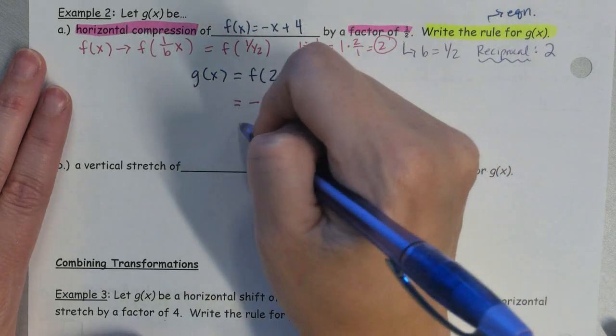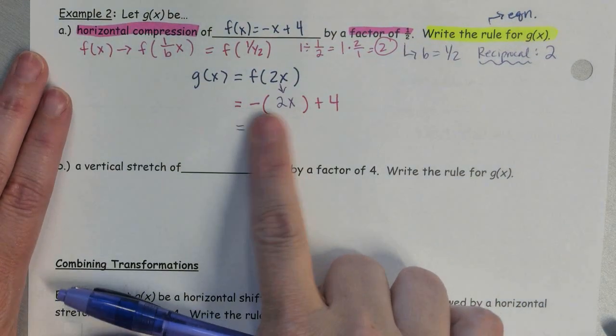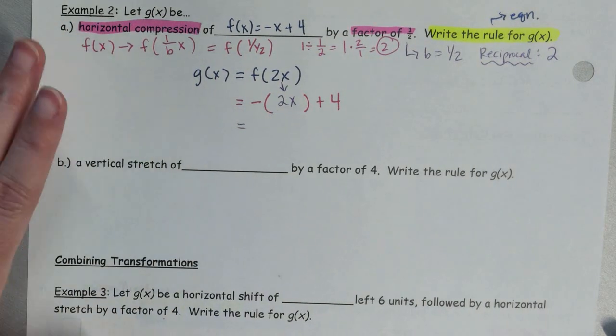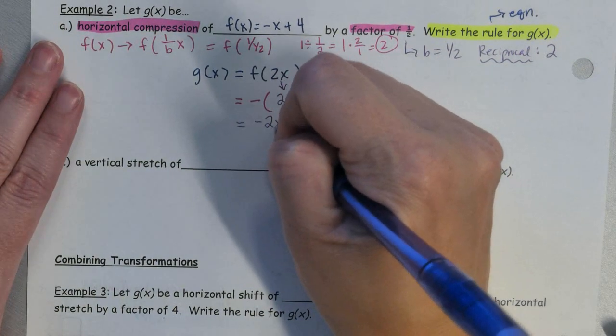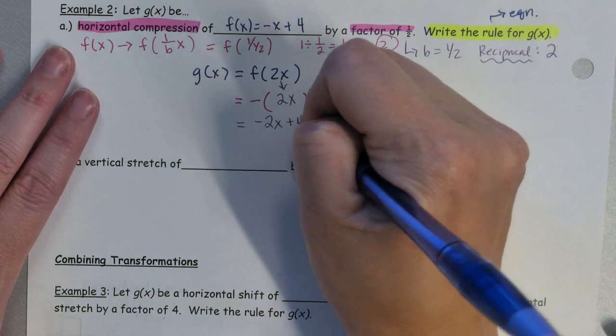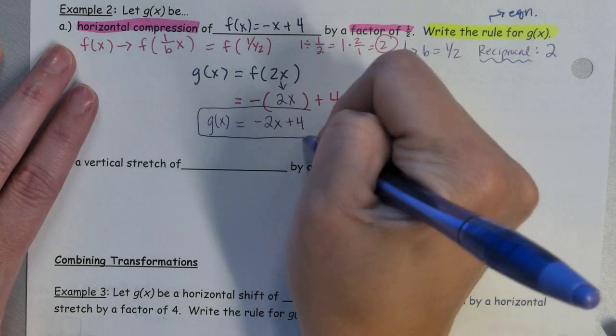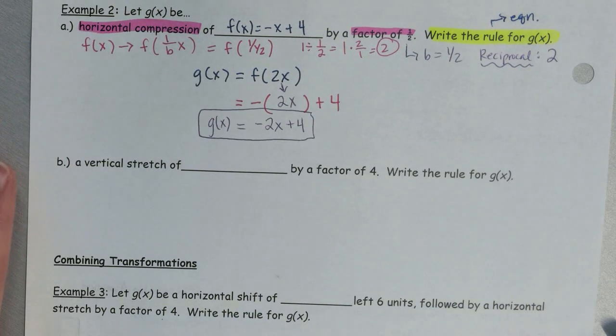And I'm not going to distribute, I'm just going to multiply. This is like a negative 1, and this is one term. So negative 1 times 2x is negative 2x plus 4. I can't simplify it any further, so this is my final answer.